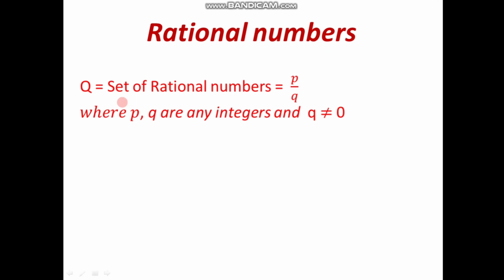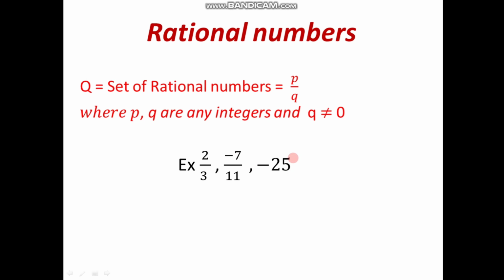So let's start with rational numbers. A rational number can be defined as any number in the form p divided by q, where p and q are any integers and q is not equal to 0. If q is not equal to 0, then p divided by q is called a rational number. Or in simple words, any number in the form of numerator and denominator is a rational number. The only condition is that q must not be equal to 0. For example, 2 divided by 3, or minus 7 divided by 11, or minus 25. These are some examples of rational numbers.